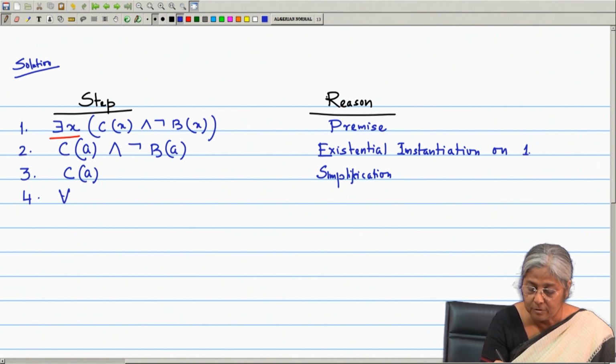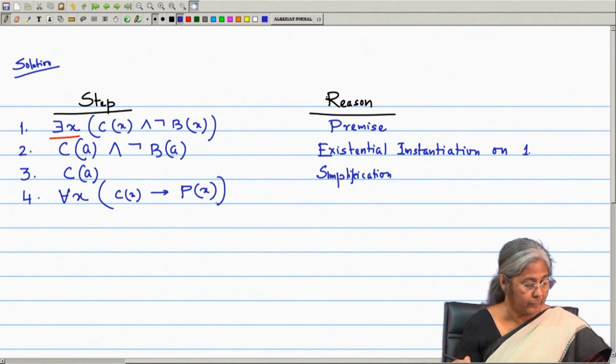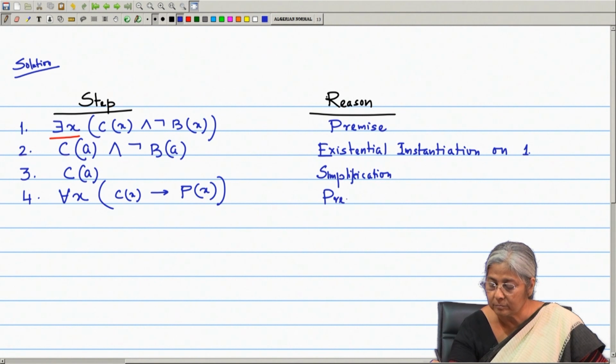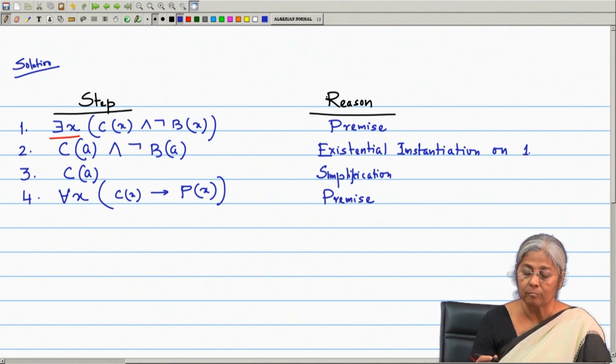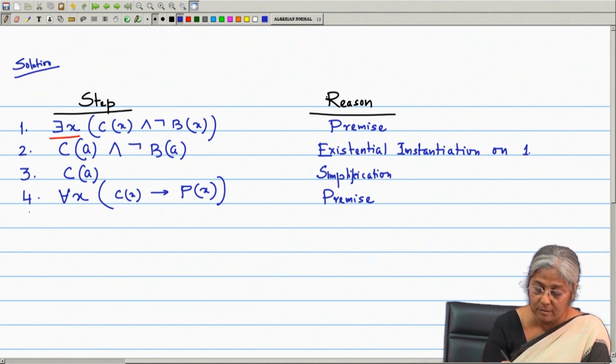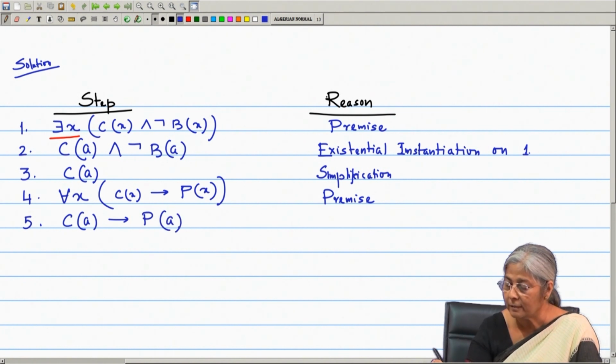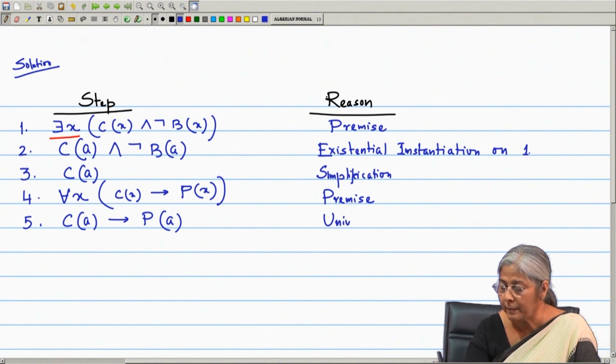Then we have another hypothesis that for all x, C x implies P x. This was a premise. That means if he is in the discrete structure class, he has passed the class test. Now, again if we do universal instantiation, then this is C A implies P A. I write that universal instantiation on 4.